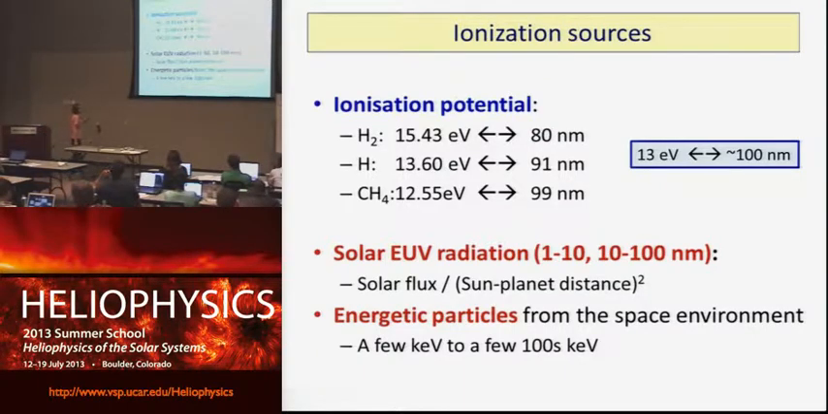Just a reminder, the solar flux decreases by the square of the distance from the sun to the planet. So the further away you are, the smaller the solar flux will be. Another source of ionization is energetic particles from the space environment. For the outer planets, that will be from the planetary magnetosphere, with energies which spread from a few keV to a few hundreds of keV.